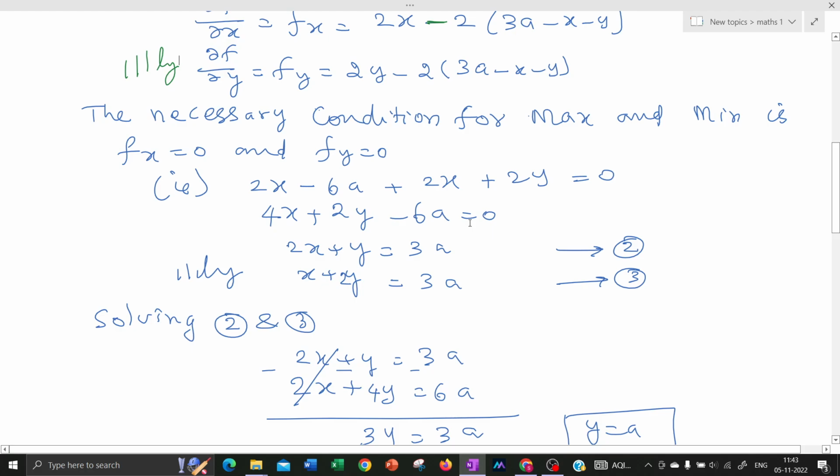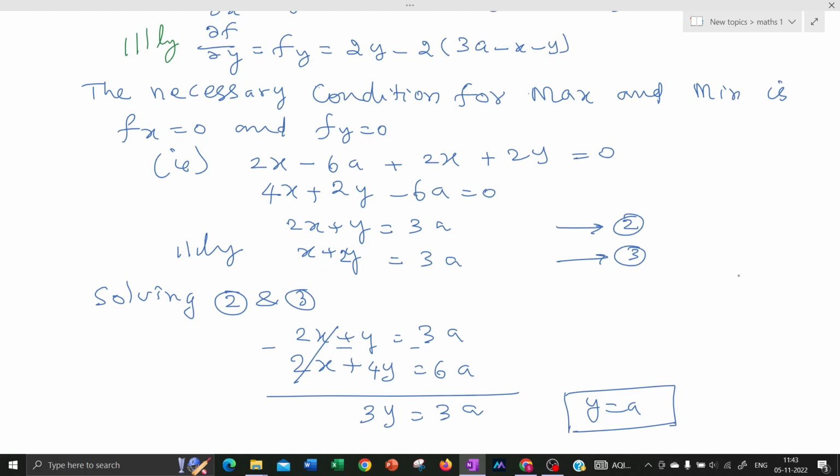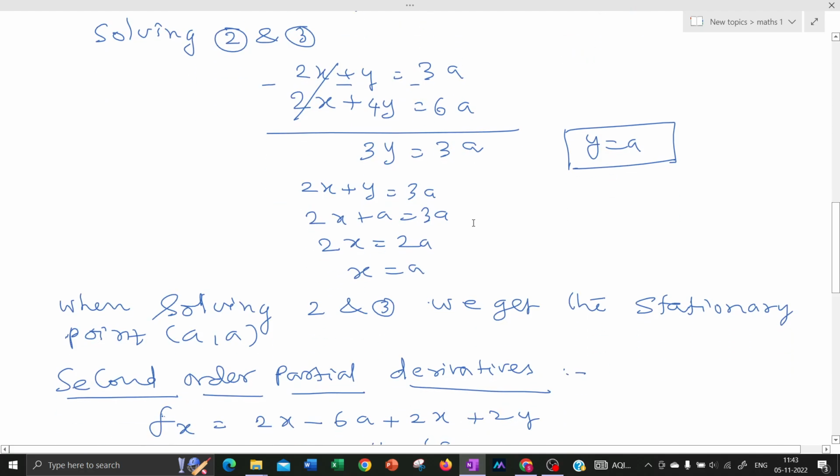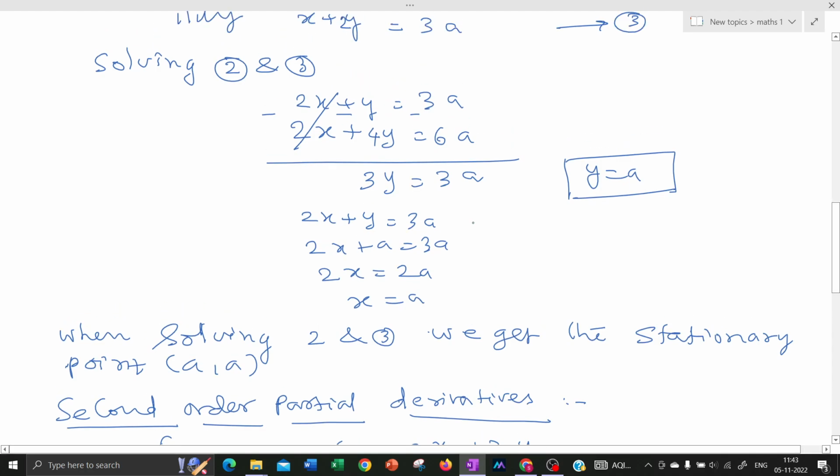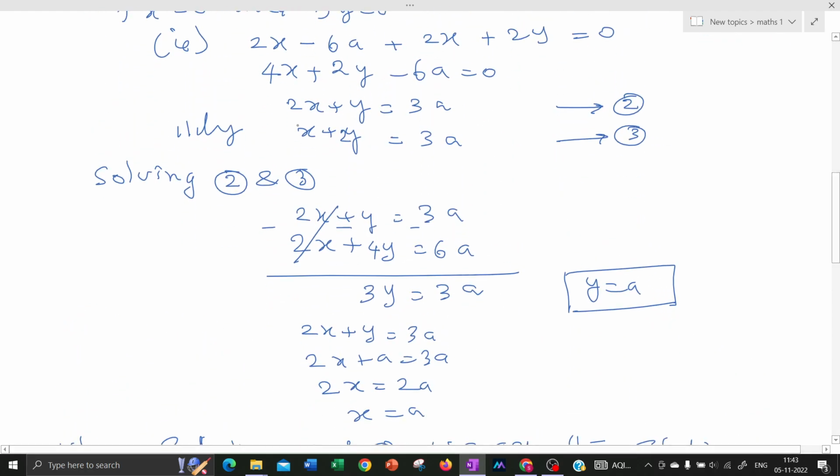So we get fx equals 0, fy equals 0. Setting fx equals 0 and fy equals 0, we get 2x plus y equals 3a and x plus 2y equals 3a. Solving these two equations, we get 2x plus y equals 3a and 2x plus 4y equals 6a. That means there are two equations.